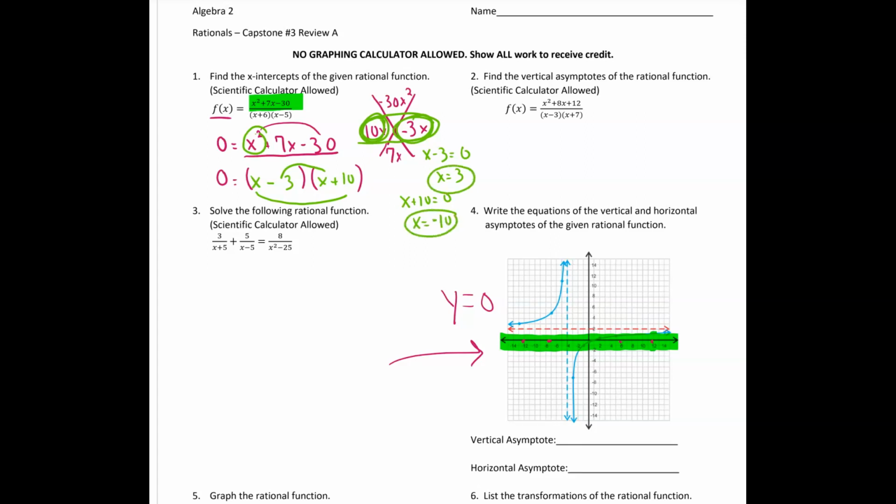Okay? All right, so at this point, maybe you want to pause and go to your Go formative and do question 1 from there. Or again, you can just go through this whole thing and then go to the Go formative. All right, number 2, this time we're going to find the vertical asymptotes.